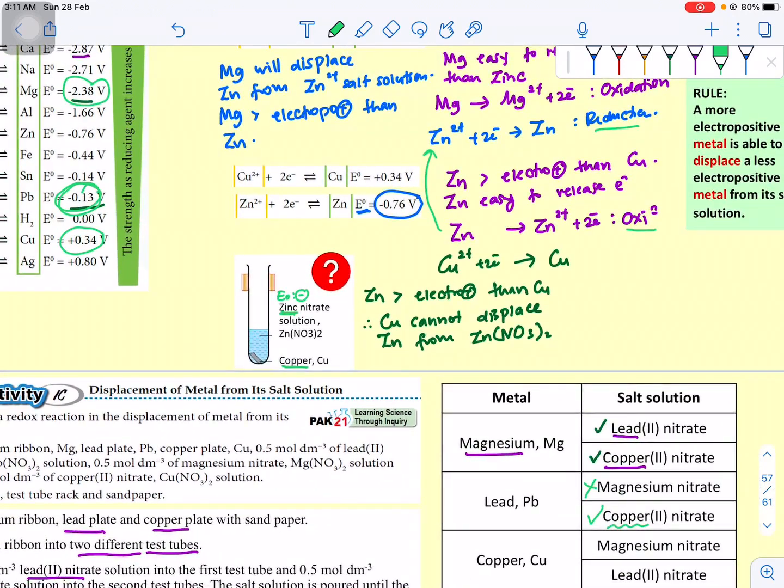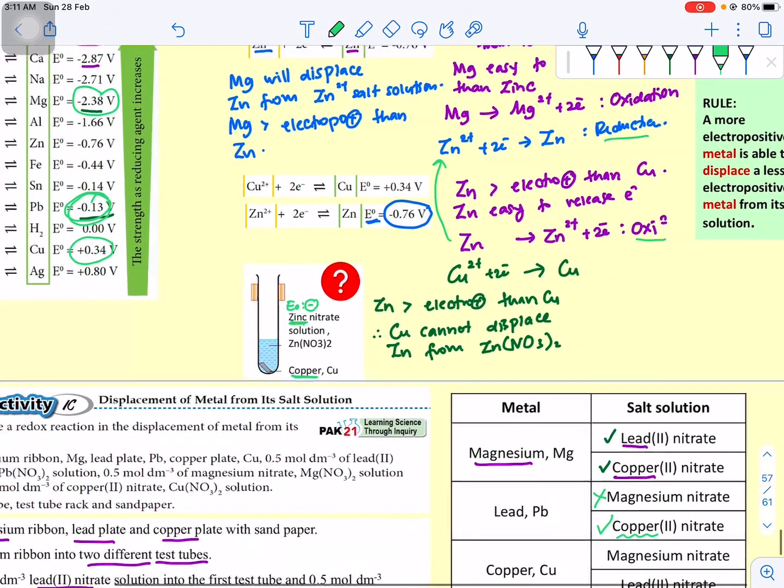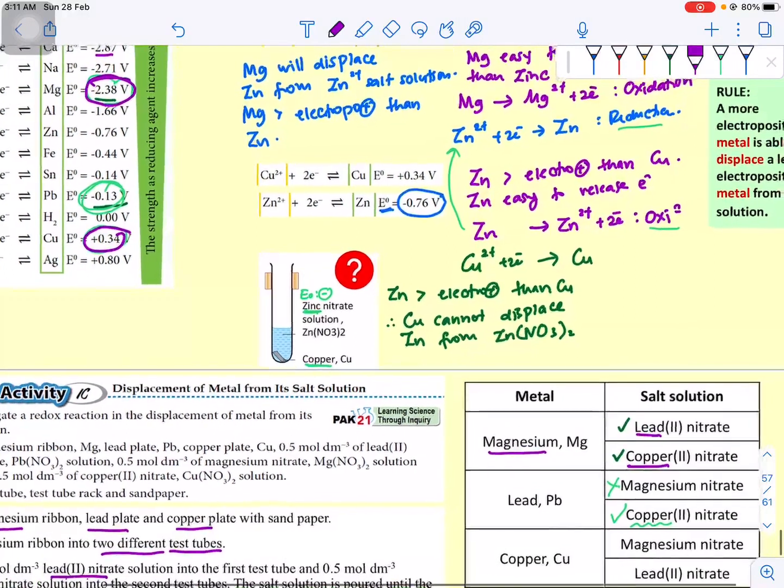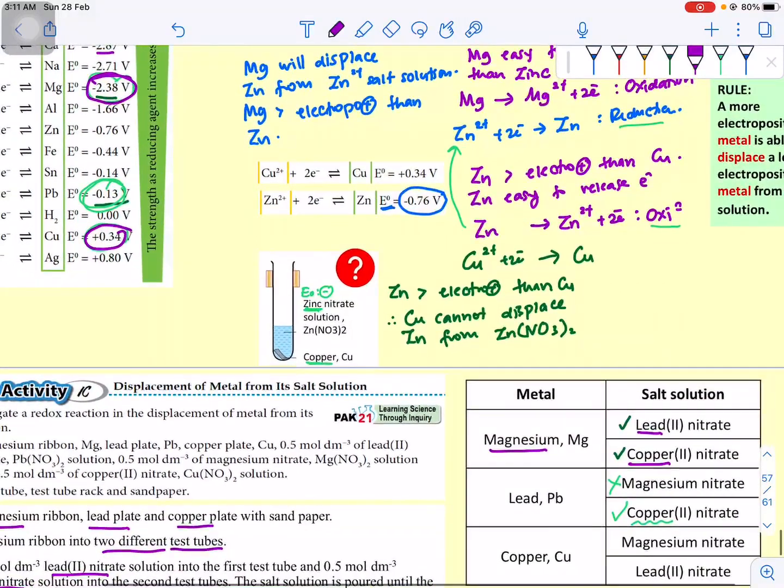Okay, and then the last one, copper put in magnesium nitrate. Look at the E-node for copper. So Cu is 0.34 and then magnesium is negative 2.38. So E-node magnesium lebih negatif value. So magnesium lagi power, magnesium is more electropositive. So Cu tak boleh buat apa-apa lah terhadap magnesium.